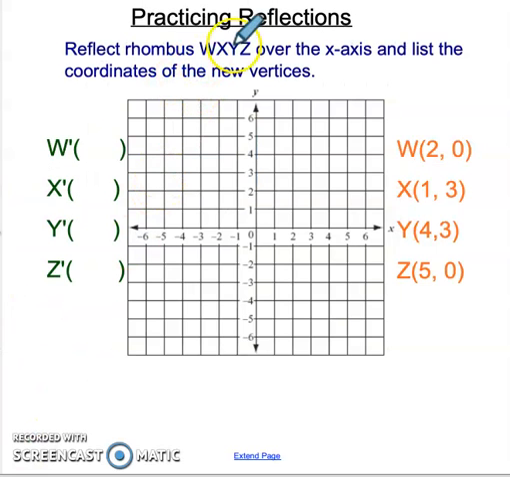Here it says to reflect rhombus WXYZ over the x-axis. So here's my x-axis. This is going to be my mirror now. So instead of flipping side to side, it's going to flip up and down. Okay, so let's graph our points.